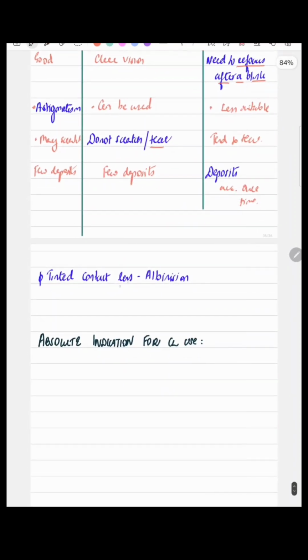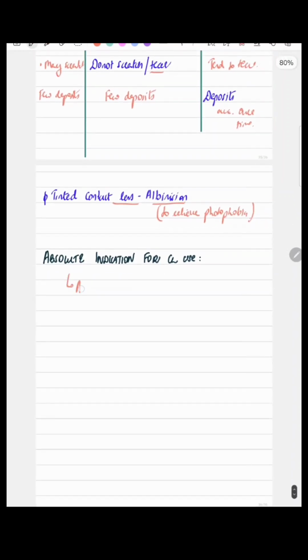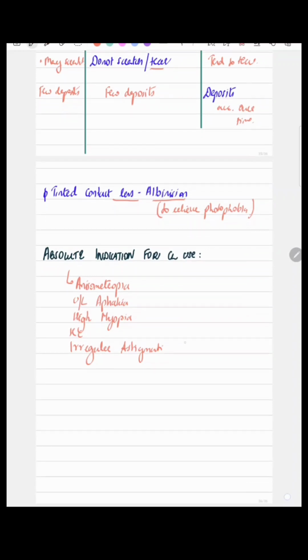Tinted contact lenses are used in albinism, that is to relieve photophobia. Absolute indications for contact lens use include anisometropia, unilateral aphakia, high myopia, keratoconus and irregular astigmatism. These are absolute indications for contact lens use.